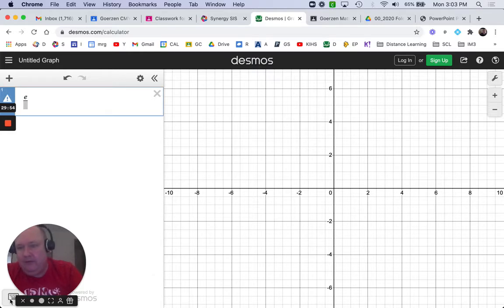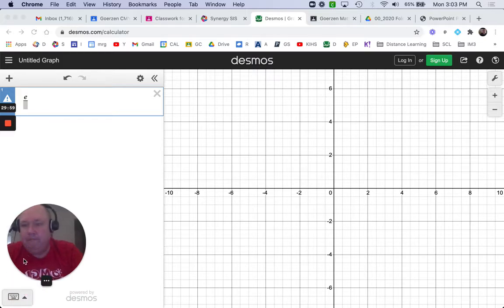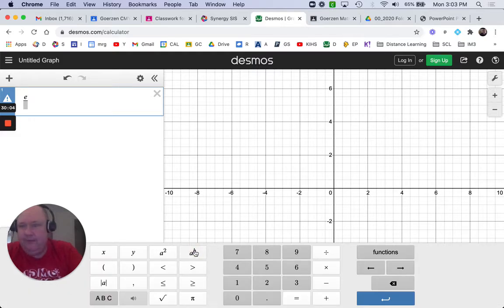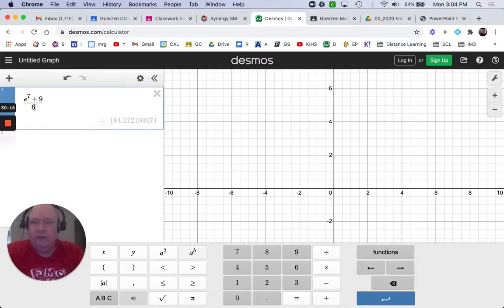So again, e to the 7th, there it is. Oh, what am I doing here? Try it again from the beginning. So e to the exponent 7 plus 9, all divided by 6. So 184.272. Number 30.